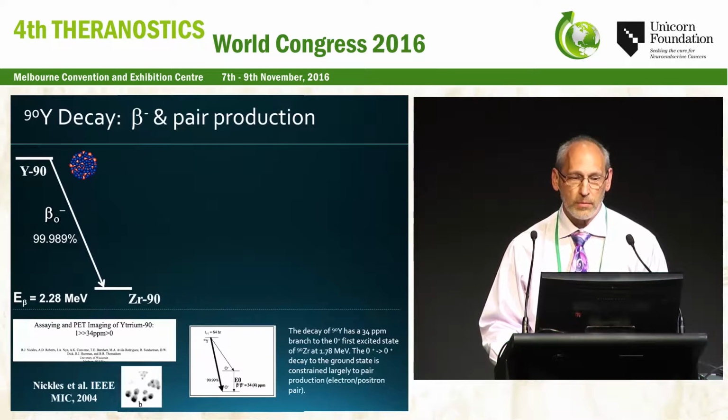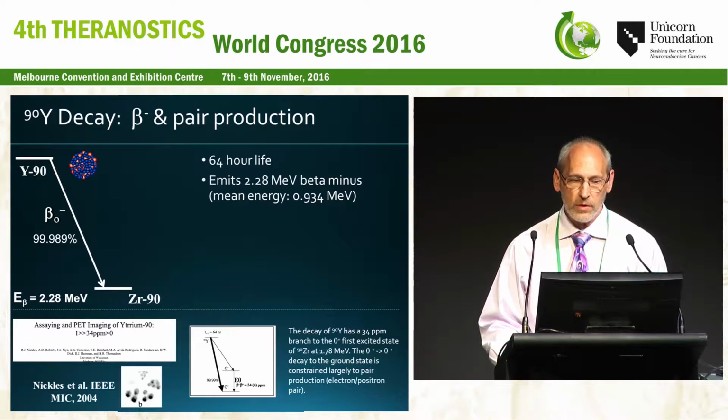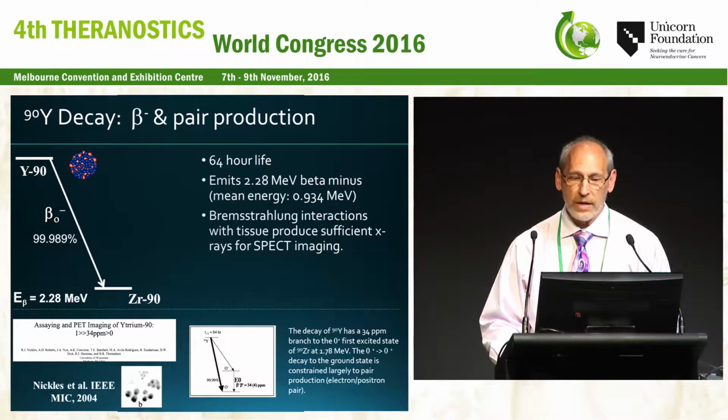Just by a bit of review, Y90 is actually a good agent for this. It has a half-life of 64 hours. This is all review for you guys. It emits endpoint energy 2.28 MeV beta. It averages about 1 MeV total. But it is high enough energy that it will cause Bremsstrahlung interaction with nuclei of atoms in tissue and produce sufficient X-rays for SPECT imaging, so we can image the kidneys directly with this.